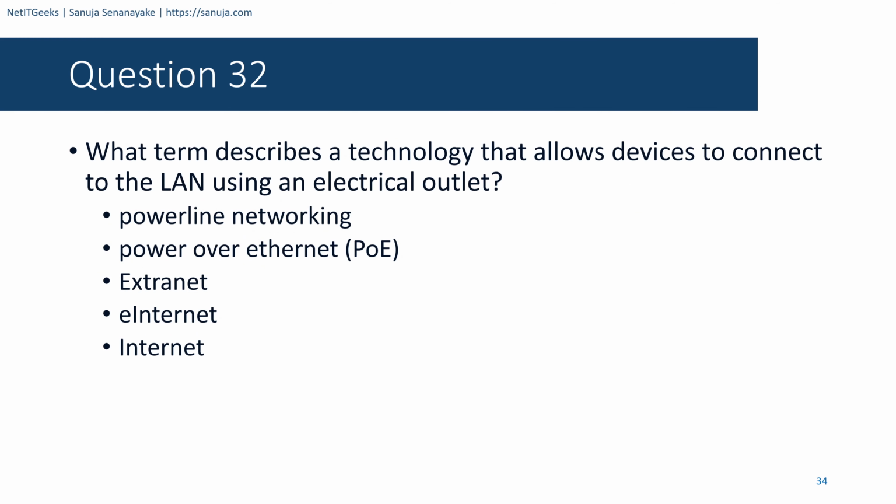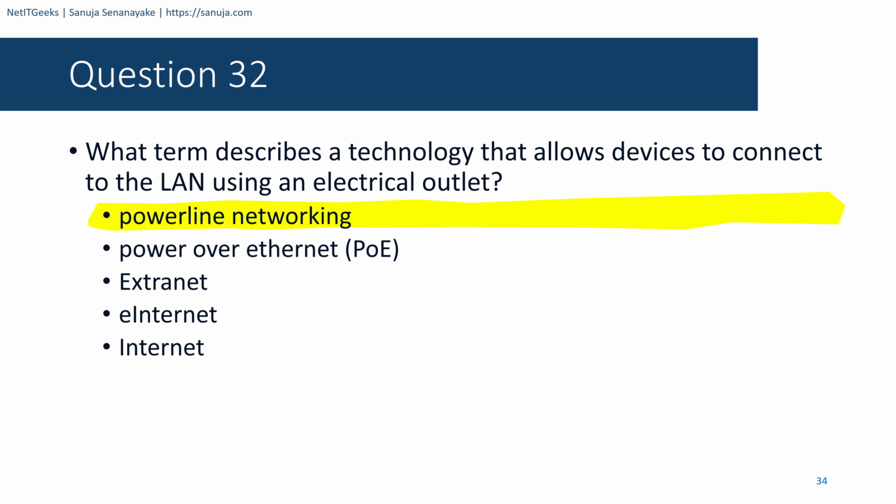Question number 32. What term describes a technology that allows devices to connect to the LAN using an electrical outlet? So in other words, instead of using Ethernet cables, the Cat5, Cat6 cables, you are using electrical outlets, electrical wiring to connect networking devices. Power line networking, power over Ethernet, also known as PoE, extranet, or internet? The answer to this question is very simple.